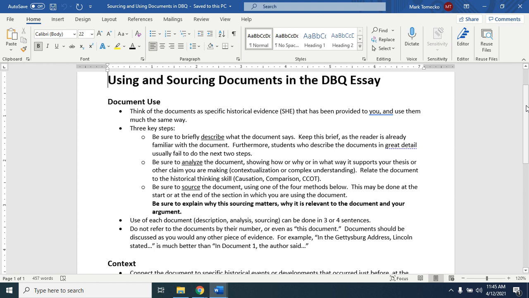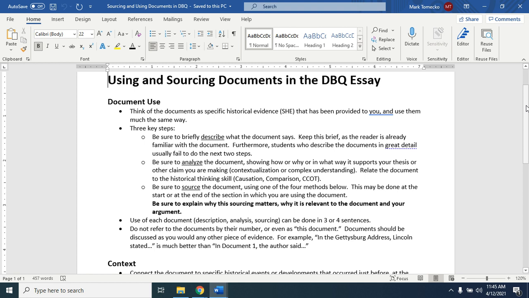You really don't want to write this, and you don't even want to be thinking this. You don't want to write anything like, here's what document 1 says. They know what it says. What you want to do is just describe the main idea from the document that you're going to use to support your claim. The document might include several key points or ideas, but what is it that you're taking away from this document that is going to support the claim you're making? That's what we mean by describe what the document says.